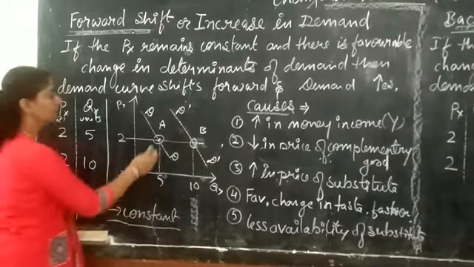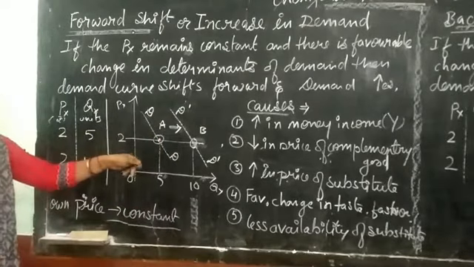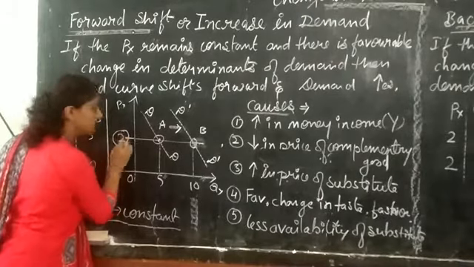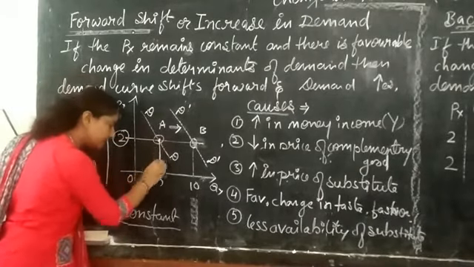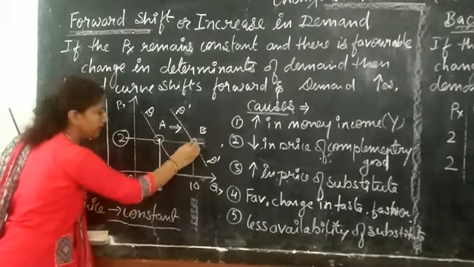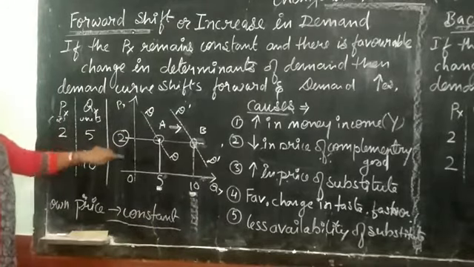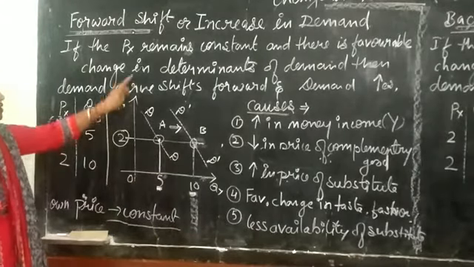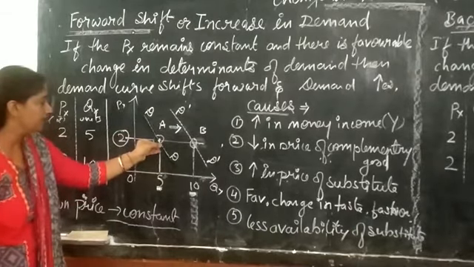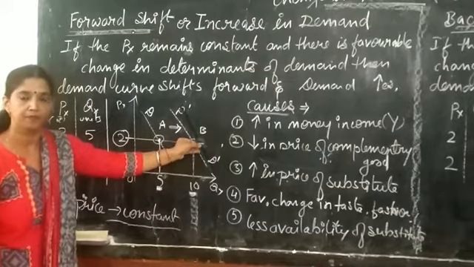Okay? There is a forward movement, that's why it is known as increase in demand, because at the same price, at 2 rupees, the consumer first was demanding 5 and later was demanding 10. So there is an increase in the demand, that's why this is called increase or forward shift. The demand curve is shifting from D to D dash. It is shifting forward. Okay.